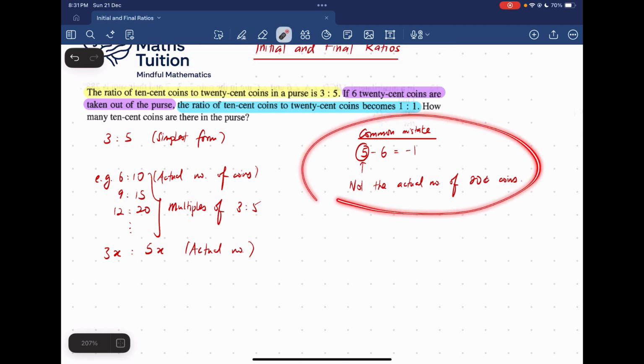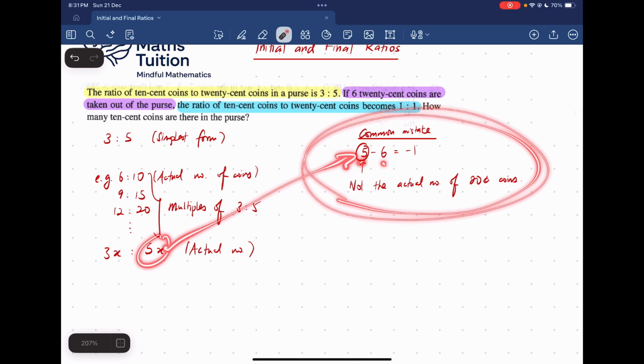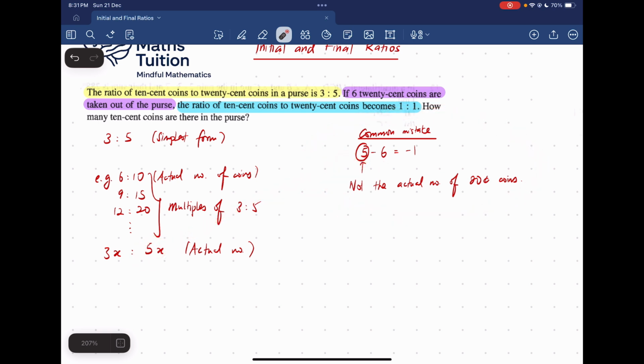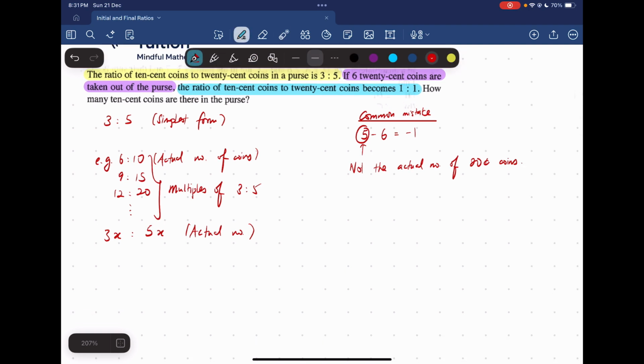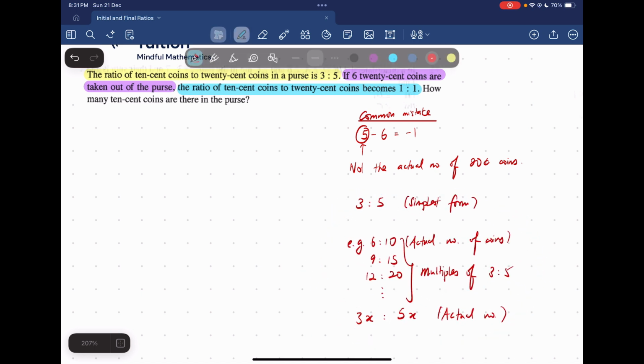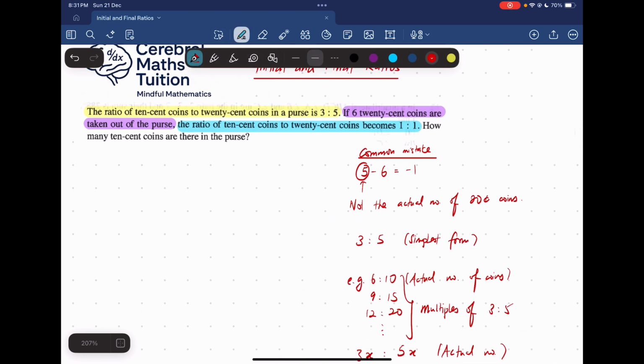So initially, we started off trying to do 5 minus 6. But since 5 is not the actual number of coins, now instead, if we use 5x, it's going to make sense. So let's tie all the information in the question together, and formulate a very nice algebraic equation. Ratios in secondary school can often be represented as fractions. So for example, 3:5 is 3/5. Let me just shift all of these to the side. Whatever I've written down is just a thought process, but the actual working will start now.